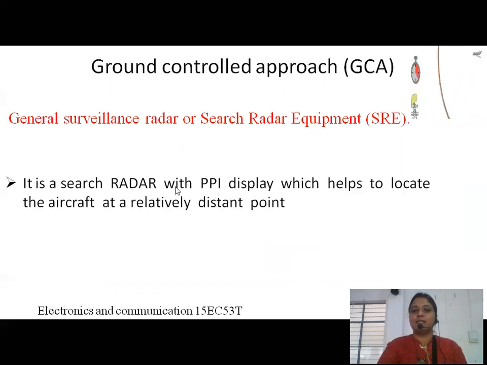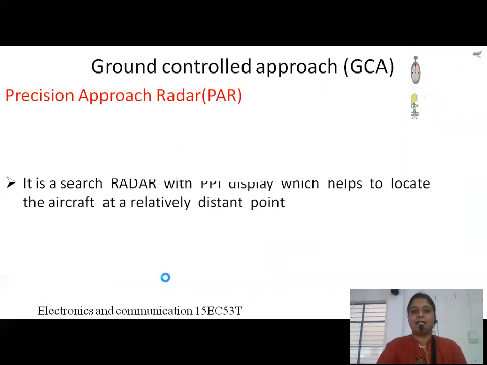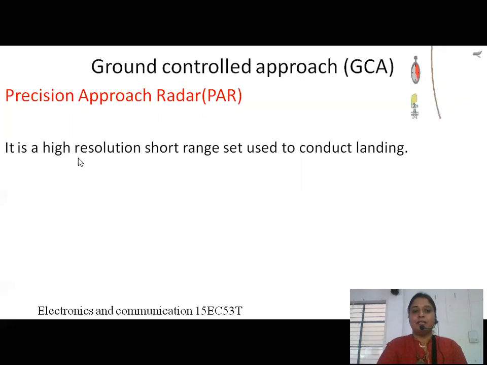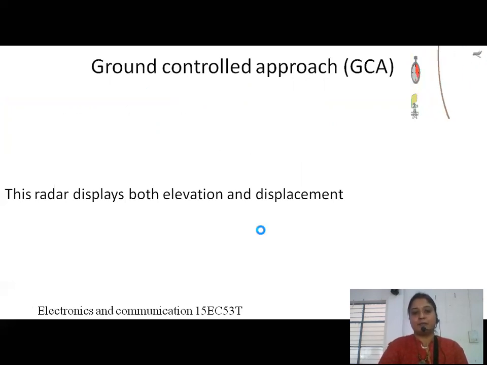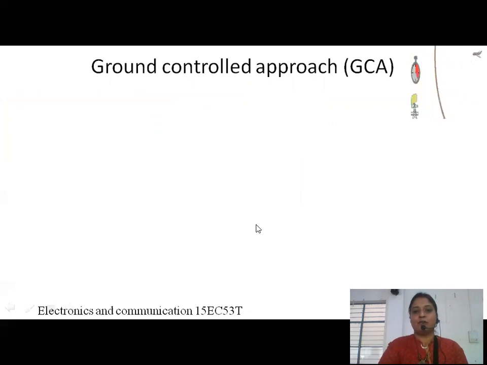Now, in the ground control approach, what is the main purpose of the general surveillance radar or search radar equipment? It searches for the particular aircraft and displays it on the PPI display. Round display will be there, no? Already we have studied the PPI and the A-scope display. Once it is searched, a high resolution short range set is used to conduct the landing. That is the precision approach radar. As I said, there are two radars: one is the search radar and the other is the precision approach radar to land the aircraft. These are the two methods for the controlling here.